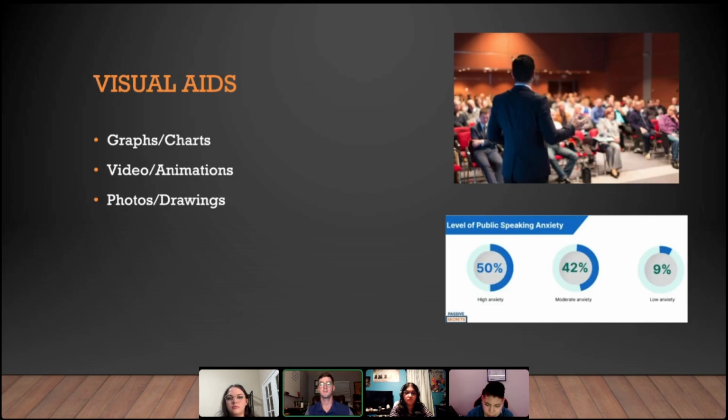Here you can see the different types of visual aids. Graphs are great for showing trends and relationships between two or more variables. Charts are good when they are easy to read at a glance, but if there's too much information on them, they could lose the attention of your audience. The same could be said about video and animations. If they're too long, you could have the same effect.